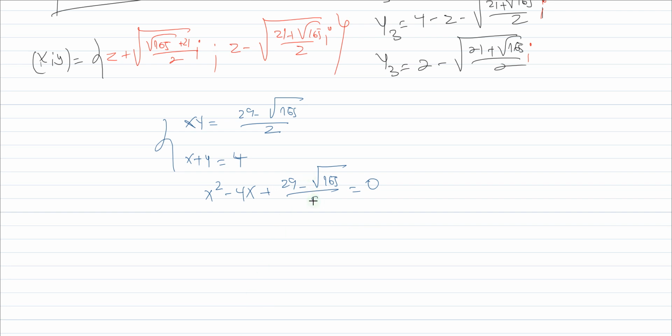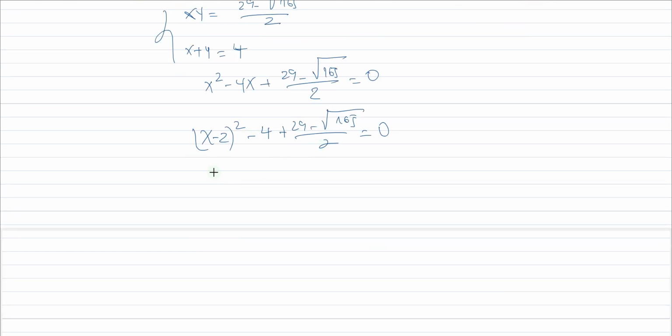So now, solving this equation by completing the squares, we're going to have here x minus 2 squared minus 4 plus 29 minus square root of 165 divided by 2 equals 0. So now we're going to say x minus 2 squared is going to be equal to 29 minus square root of 165 actually.